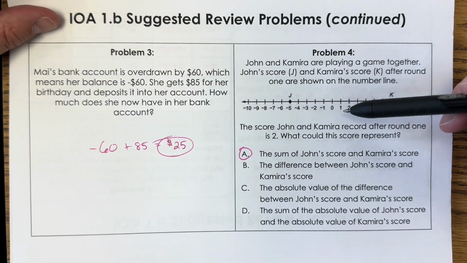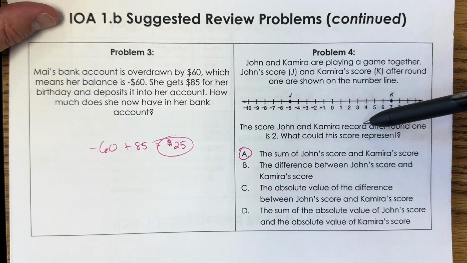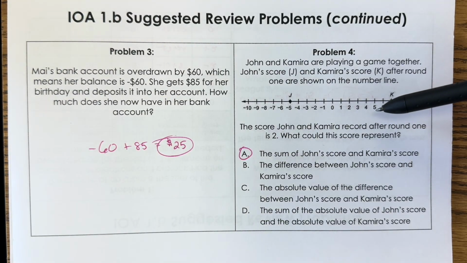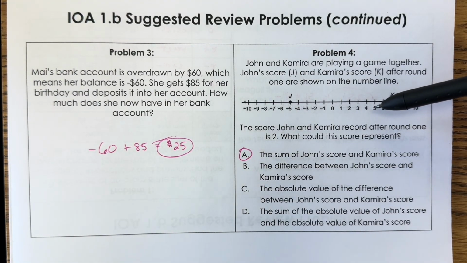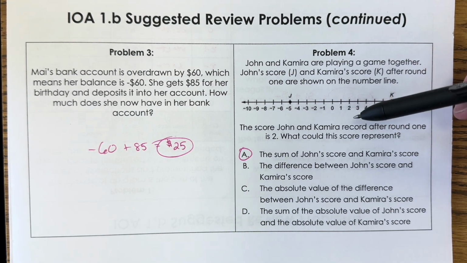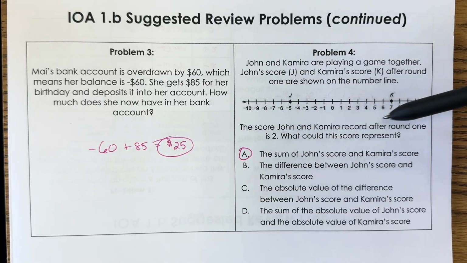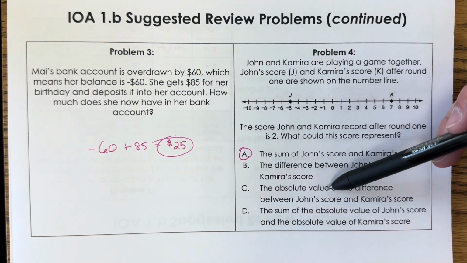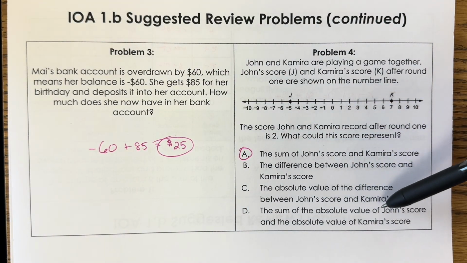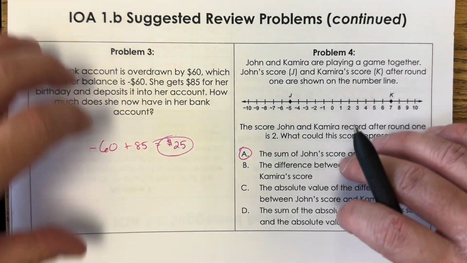Number 4 here, so John had a score of -5 and Kamira had a score of 7. When the round ended, they had a net change of positive 2. What could that represent? Well, the only way to get 2 here is if I add these two numbers, which is sum. It's not difference, it's definitely not absolute value, and it's not sum of the absolute value. Because remember, absolute value is that same number without a negative sign, okay?